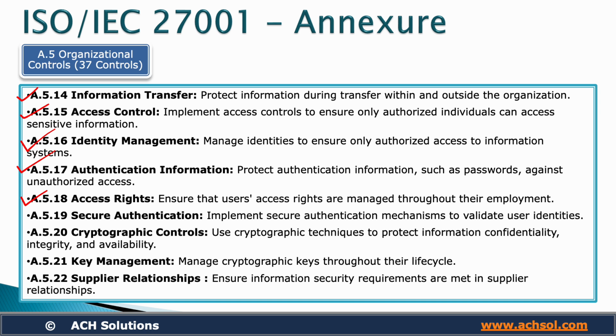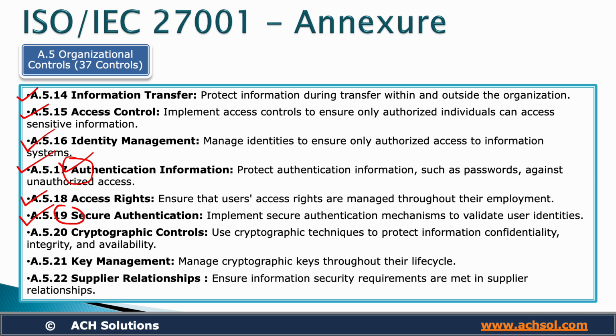The next one is A.5.19, which talks about secure authentication. Now, see, there are two differences, right? And there could be a confusion that this particular A5.17 also talks about authentication information, and this talks about secure authentication, right? So why do we have two controls almost saying the same thing about authentication?